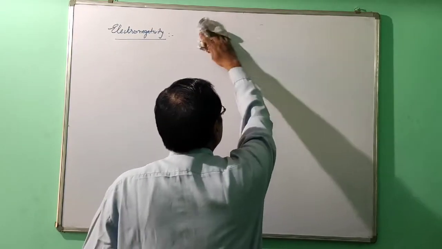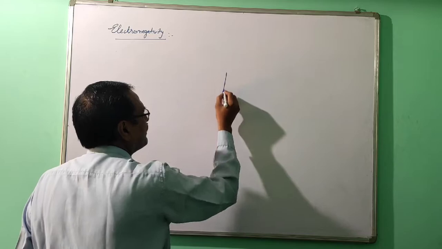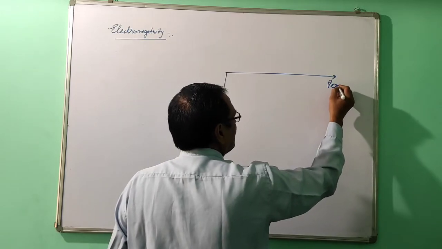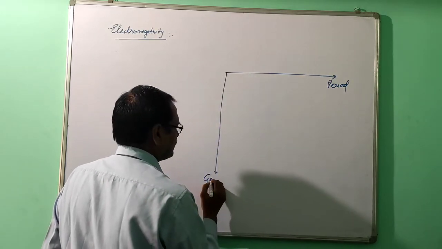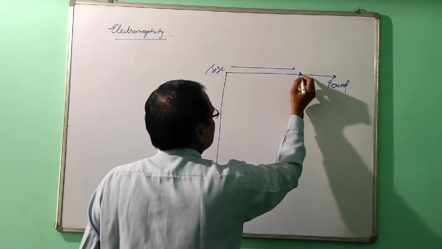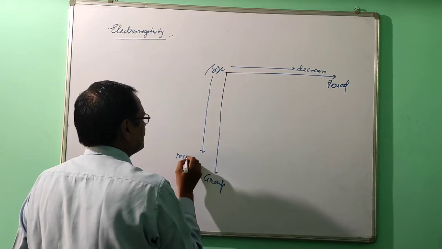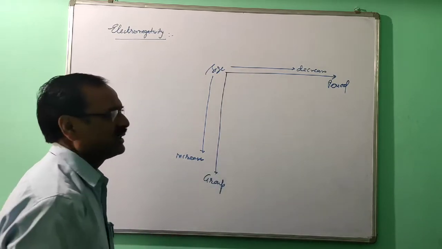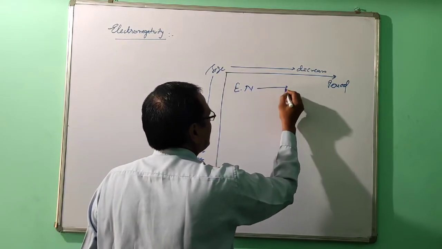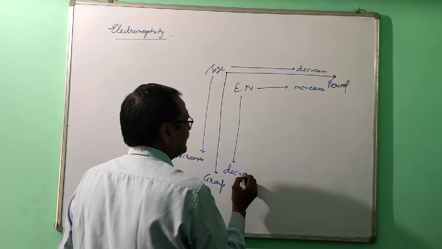So let us see, just to see the full trend in the periodic table. You have seen that this denotes the period and this denotes the group. So here you have seen that the size decreases and here size increases. Then opposite to size, electronegativity increases here and here electronegativity decreases.